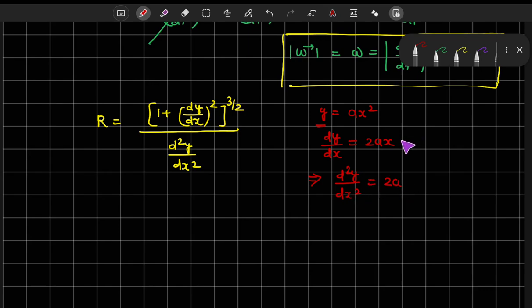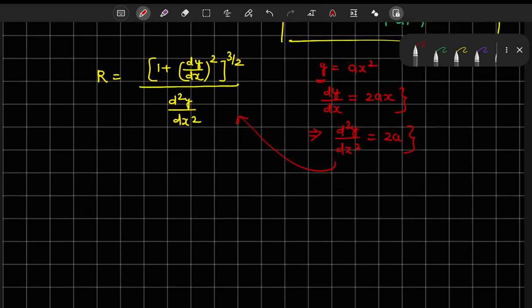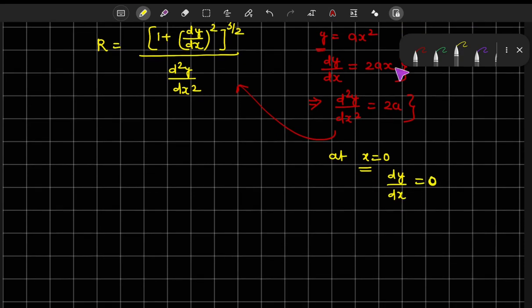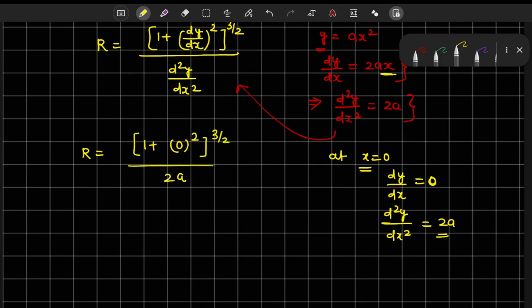Let us substitute the value of dy/dx and d²y/dx² in this particular expression. So at x equal to 0, dy/dx is equal to 0 because x is 0, and d²y/dx² will be equal to 2a. So we can write radius of curvature is equal to [1 plus 0 squared] to the power of 3/2, divided by 2a. So we will get radius of curvature is equal to 1 upon 2a. So this is the value of radius of curvature we got.